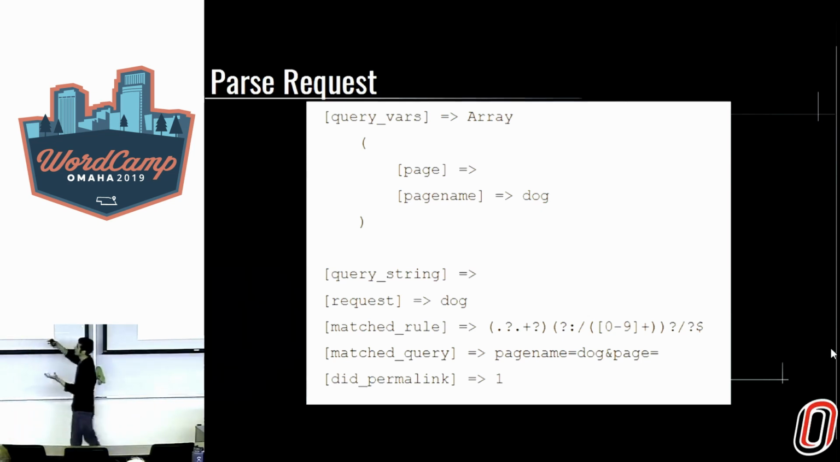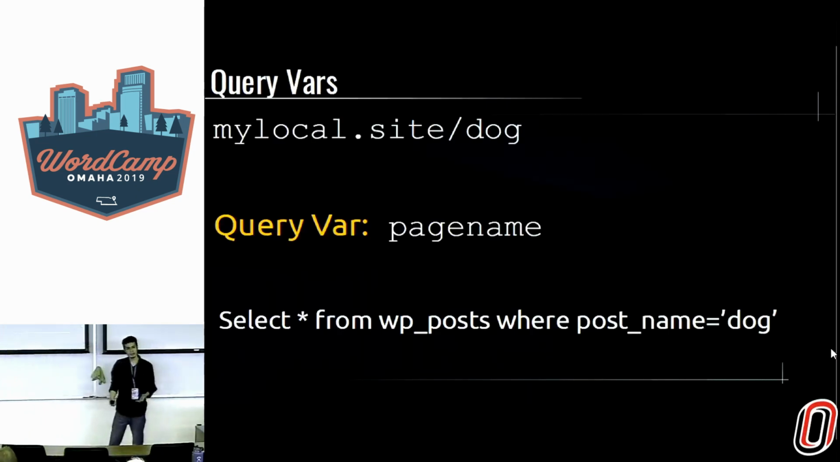The /dog request is parsed into these query variables up here. And also note this match rule. We're going to touch on this a little bit later, but for now we're going to focus on those query vars. So you can think of query vars, query variables, as building blocks for the SQL query that is going to be run later on.